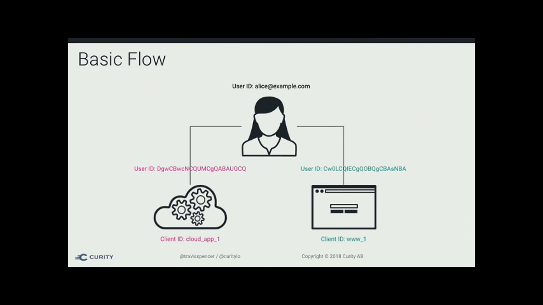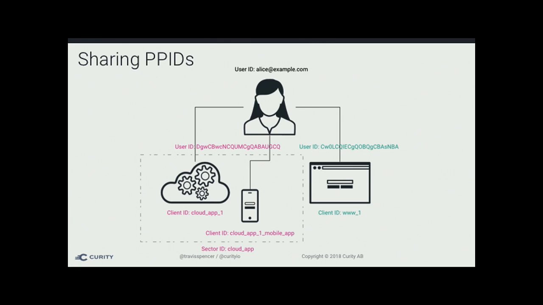But as I said, sometimes client applications do need to work together, so we can group them by something called sectors. And what happens with a sector is that you can say that these two applications are in the same group and will receive the same PPID. They still don't receive Alice's actual user ID, so it's still pseudonymous, but they can at least work together and save profile data within their sector.